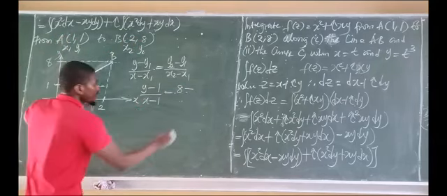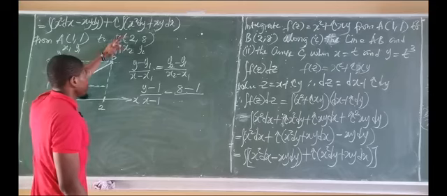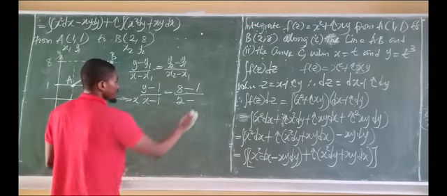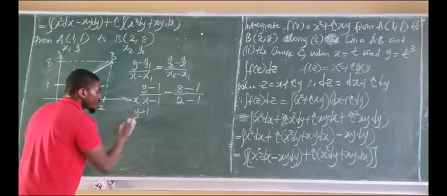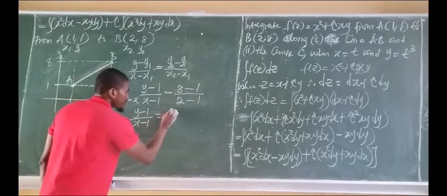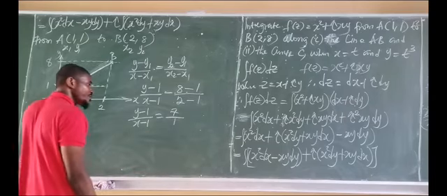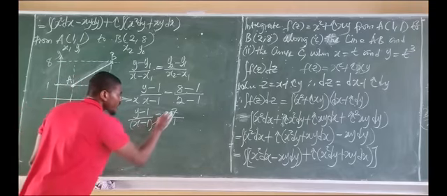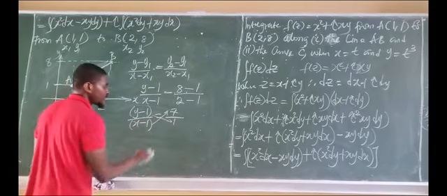y1 remains 1. All over x2. x2 is the second value of x in B. That's 2 minus the first value of x. x1 is 1. So you have y minus 1 all over x minus 1 equals 8 minus 1 gives us 7 all over 2 minus 1, which is actually 1. So from here you can easily cross multiply: the whole of x minus 1 multiplies everything here, 7, and the whole of y minus 1 multiplies everything here, 1.